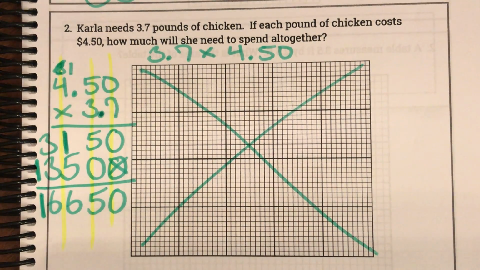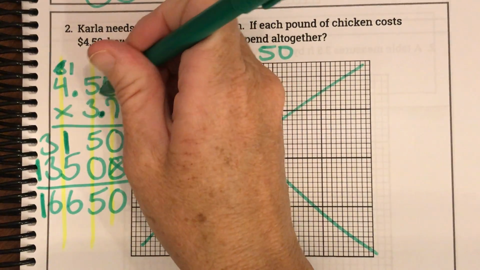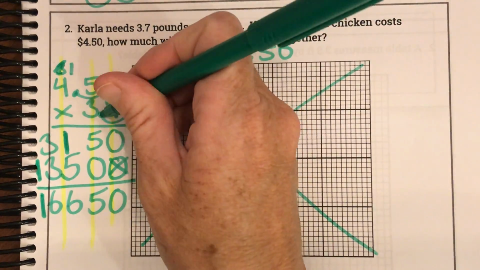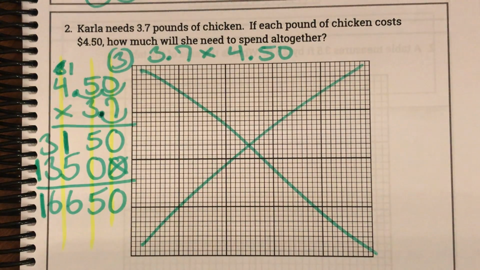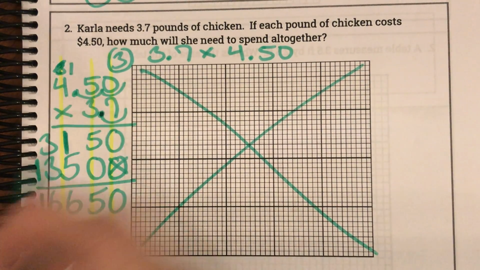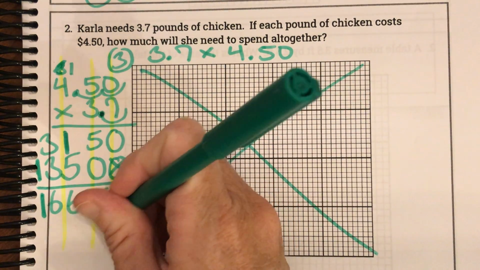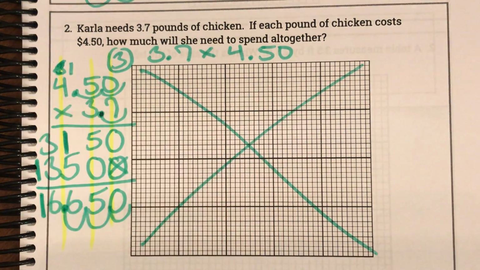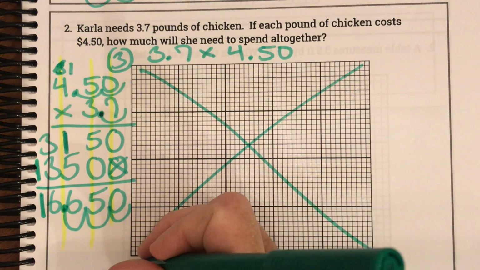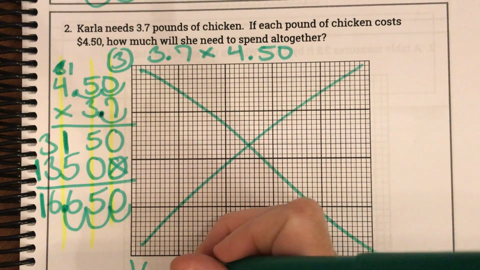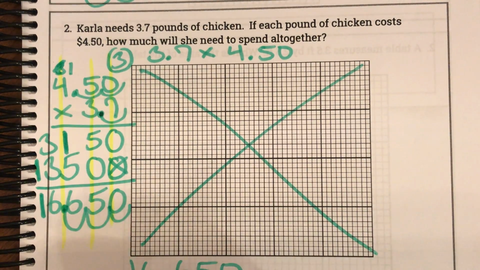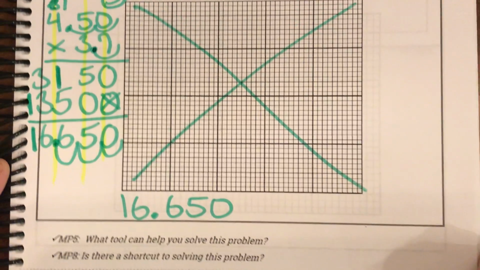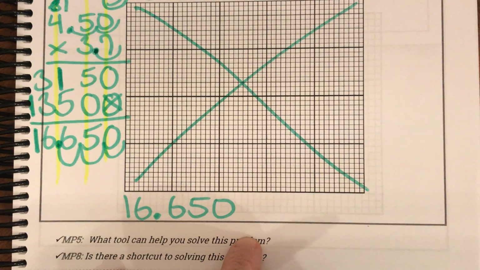Okay, so let's check our loops. Ready? 1, 2 loops, and 3 loops. This time our problem had 3 loops. So ready? We're going to come down here and go 1, 2, 3 loops and add a decimal. So our answer says 16.650. Now the only problem with my answer, ladies and gentlemen, is this is supposed to be money.